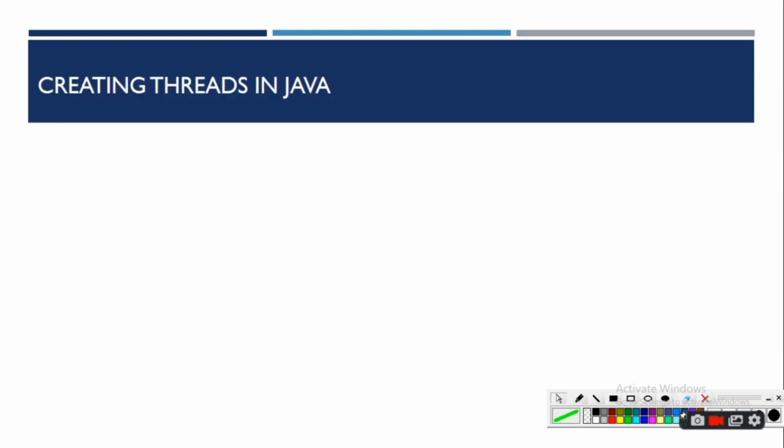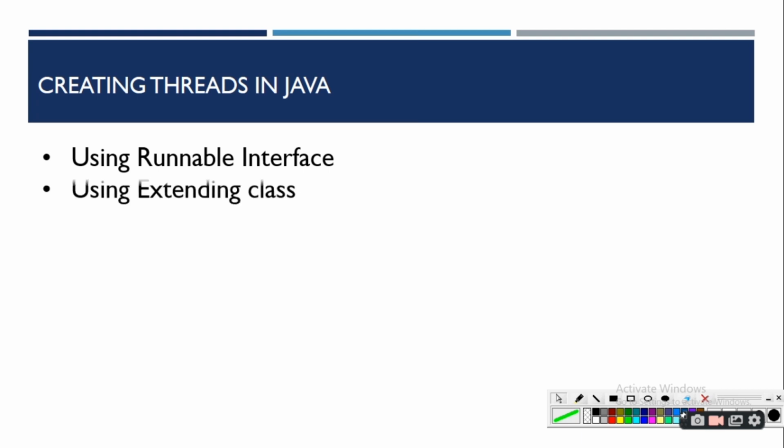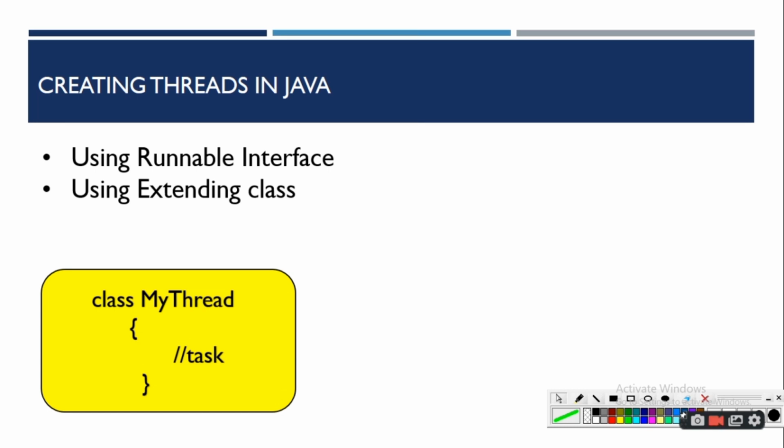So guys, now let's see how we can create threads in Java. For that we basically have two methods. The first one is using the runnable interface, which is an interface having an abstract method named run. The second one is by extending the thread class. Both of these are present in the java.lang package, so you don't need to add any external library here. Run method is very important because we write the task of the thread in this run method.